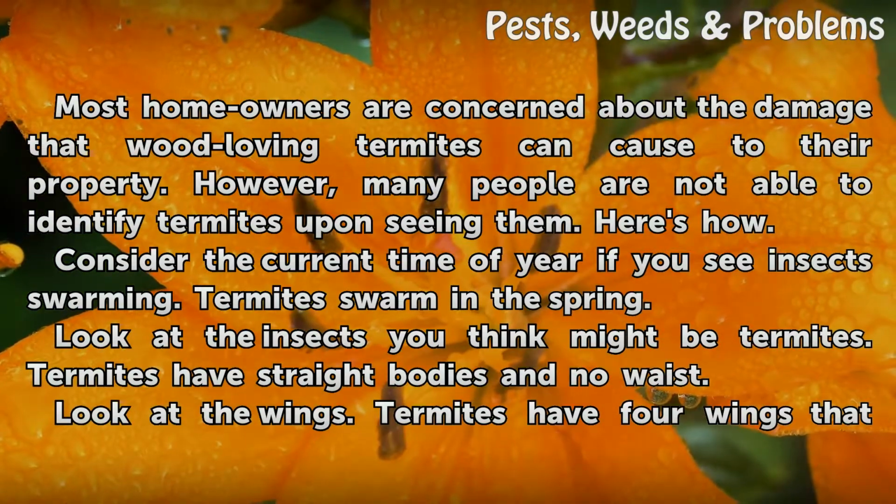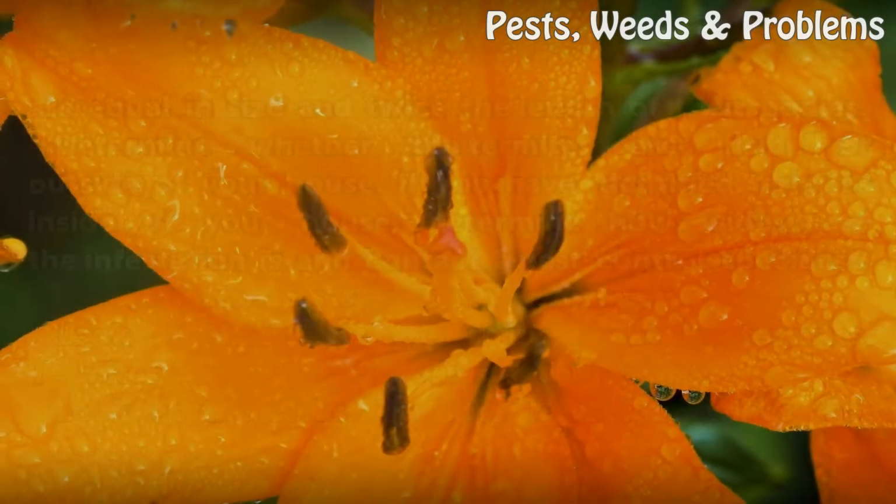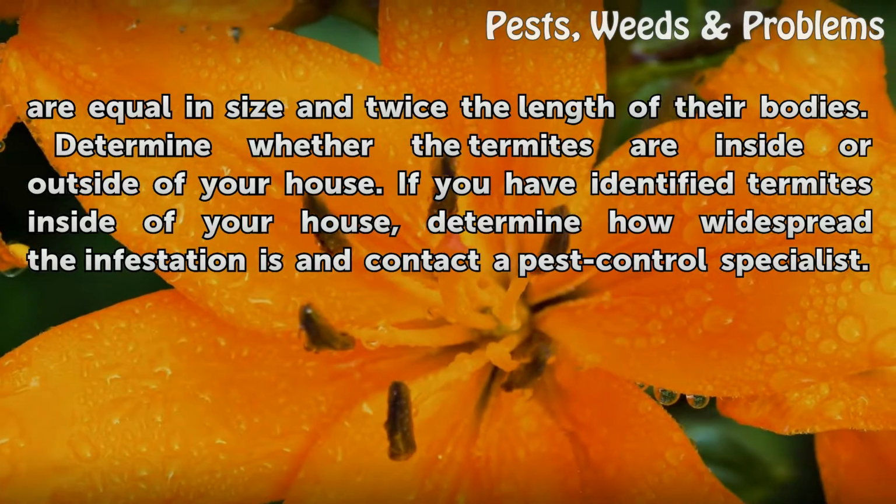Termites swarm in the spring. Look at the insects you think might be termites. Termites have straight bodies and a low waist. Look at the wings. Termites have 4 wings that are equal in size and twice the length of their bodies.